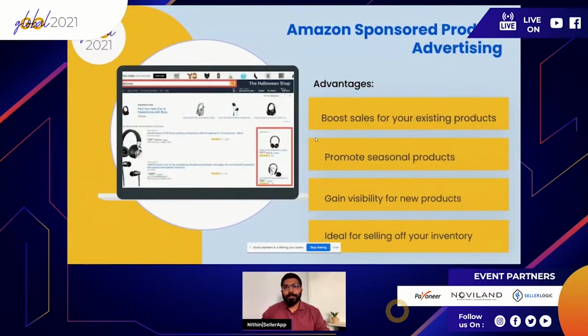So what are these different types of sponsored advertisements? Sponsored product advertising is the one that comes on your search page of Amazon. When a customer searches for a product, usually the first 4 search results are the sponsored product ads. This is an excellent way to boost your sales for an existing product. It helps you get more visibility for your products and is ideal to get your inventory running quickly.